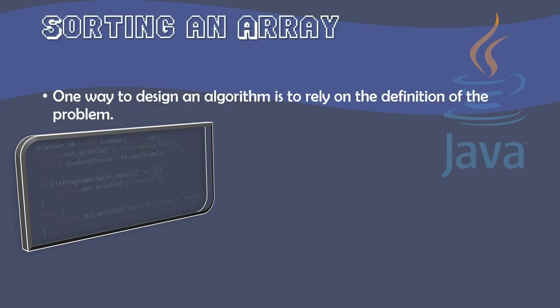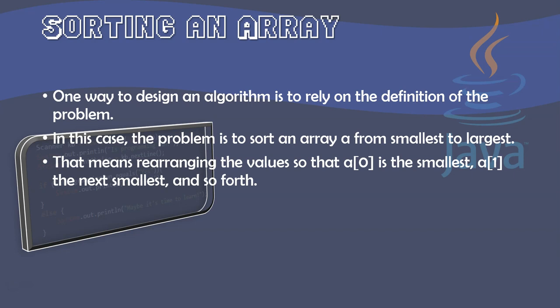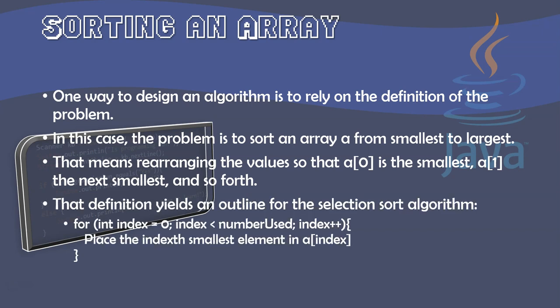Now, we talk about sorting an array. One way to design an algorithm is to rely on the definition of the problem. So what are we trying to ultimately accomplish? In this case, the problem is to sort an array from the smallest value up to the largest. That means we have to rearrange the values so that a[0] is going to be the smallest, a[1] is the next smallest, and so on and so forth. That kind of definition of our problem yields an outline for the selection sort algorithm. For index equals 0, index less than numberUsed, index++, we're going to place the index-th smallest element into a[index].